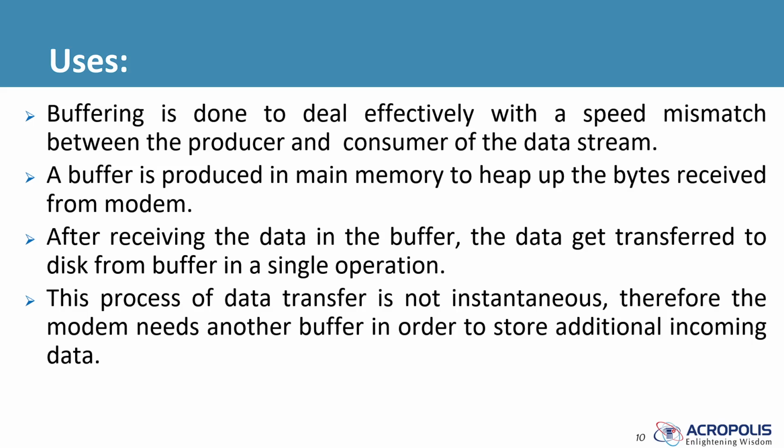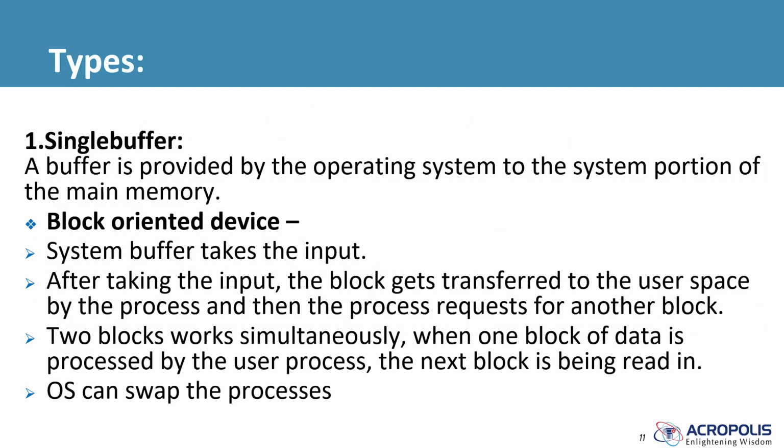Okay, buffering is done to deal effectively with the stream mismatch between the producer and consumer of the data stream. A buffer is produced in memory to heap up the bytes received from the modem. After receiving the data in the buffer, the data gets transferred to disk from the buffer in a single operation. This process of data transfer is not instantaneous, therefore the modem needs another buffer in order to store additional incoming data.